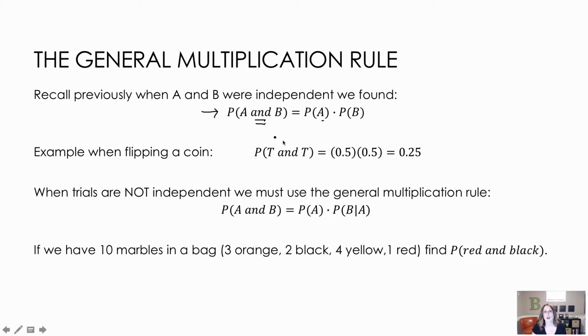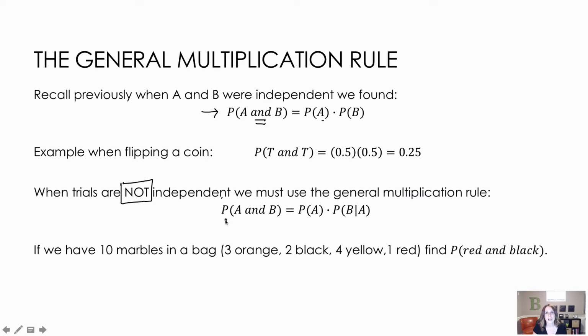For example, when we were flipping a coin, 50% of the time we get tails, so 0.5 times 0.5 gives me 0.25. Now, what happens when the trials are not independent? Each time I flip a coin, I have the same chance of getting heads or tails. But if I have marbles in a bag or cards in a deck, and I take a marble or a card out, what's left over is now less than before, and therefore the probability is different.